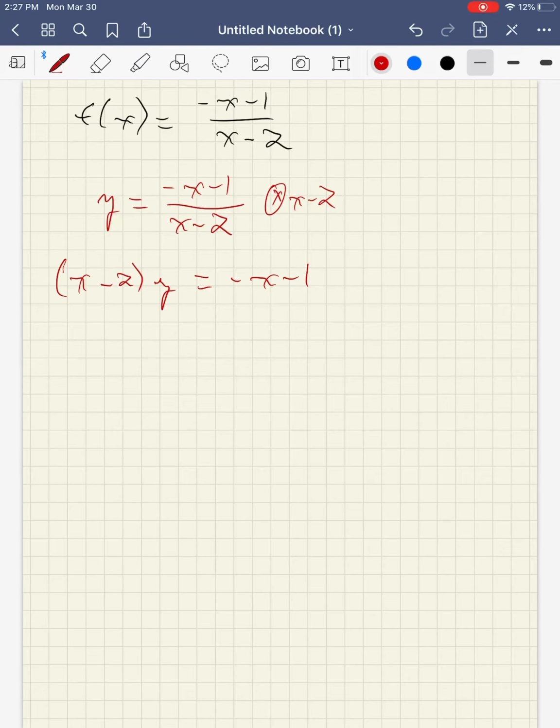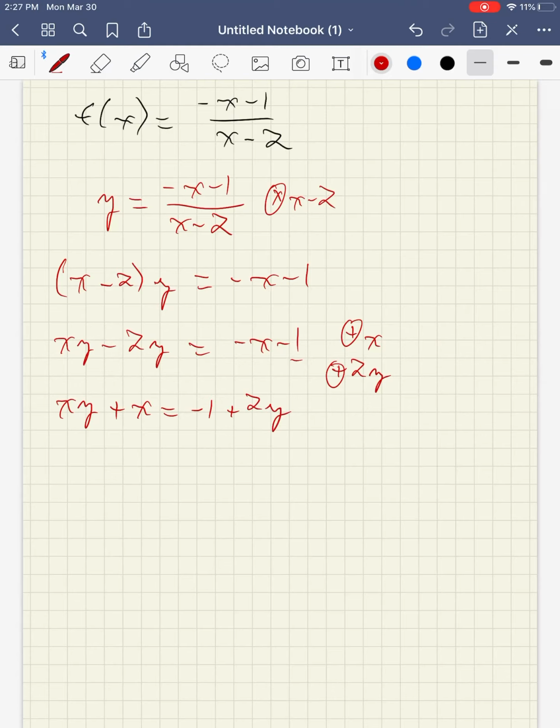Okay. Then I want to isolate x. That's my goal, is to get x equals. So I'm going to distribute: xy minus 2y equals negative x minus 1. And now my goal, remember, is to isolate x. So I want to bring all the x's to one side. So I'm going to add this negative x to one side, so plus x. And then I'm also going to add 2y to move that to the other side. So I have xy plus x equals negative 1, that's left over from here, plus 2y.